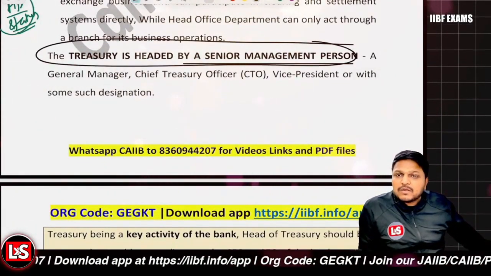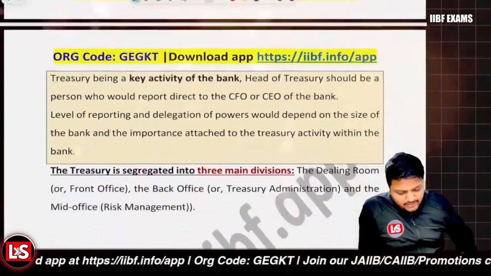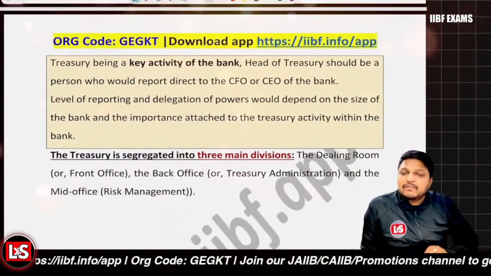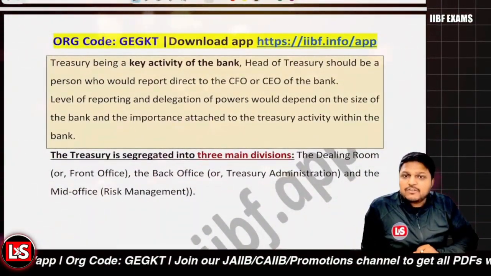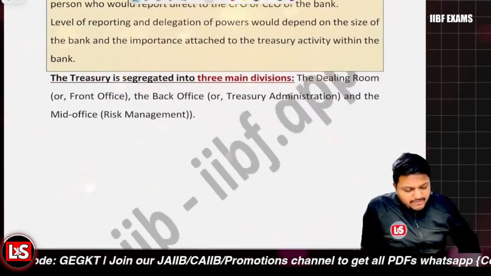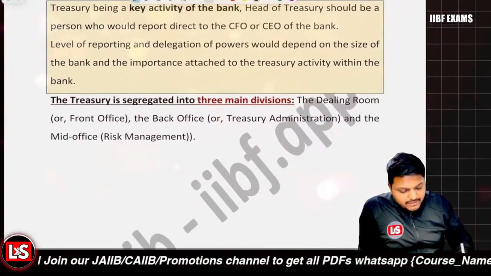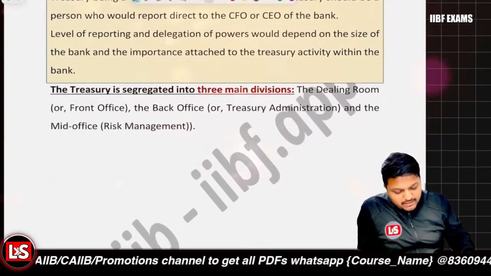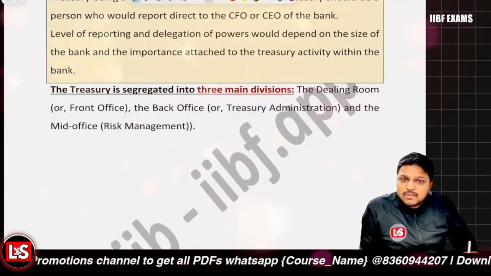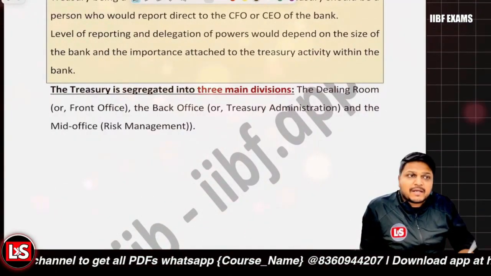Clear with it? Further, let's have a look at the divisions of treasury. It's basically divided into three parts. It is basically the dealing room or the front office, which basically conducts the trading and the market transactions.